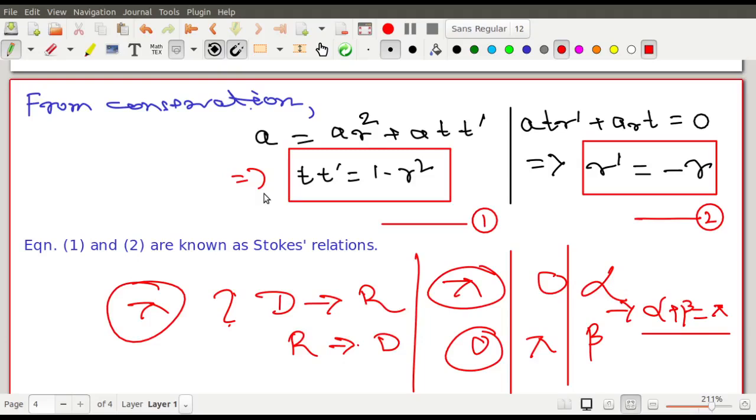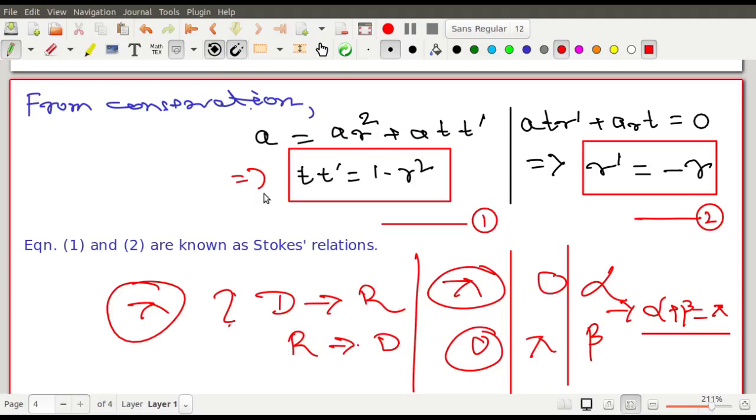Here is the Lloyd mirror picture. What have you seen in the Lloyd mirror? In the Lloyd mirror you have seen that whenever light travels from rarer to denser, there was a phase change of pi. How did you say there is a phase change of pi? Because a bright fringe became a dark fringe. Bright becoming dark means what phase has come? Definitely it's pi. So the pi phase came from there.